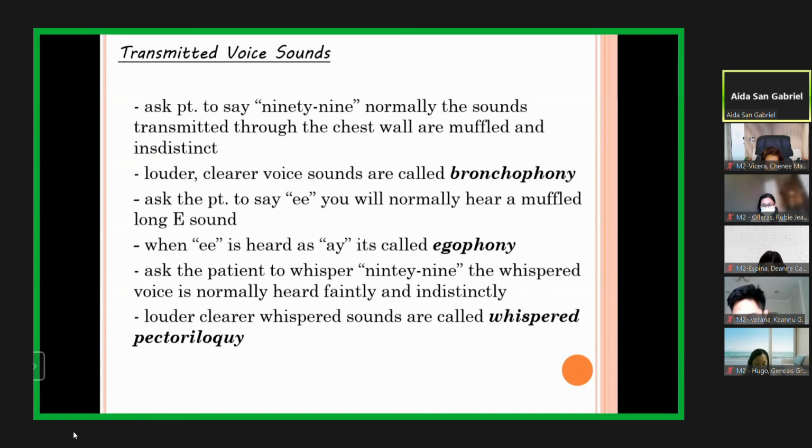When you ask the patient to say E, you will normally hear a muffled long E sound. When the E is heard as A, it's called egophony. Ask the patient to whisper 99. When the whispered voice is normally heard faintly and indistinctly, louder, clearer whispered sounds are called whispered pectoriloquy.